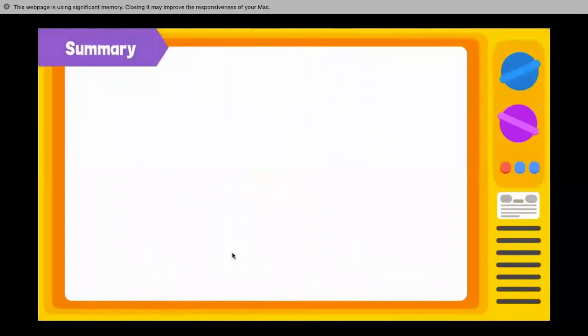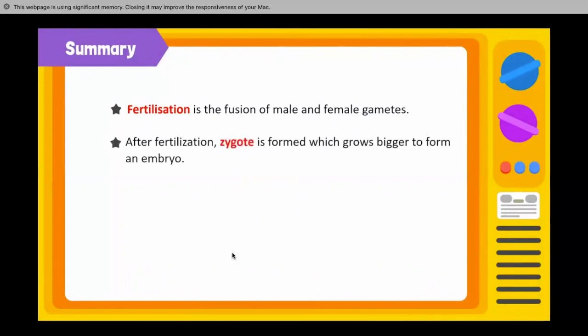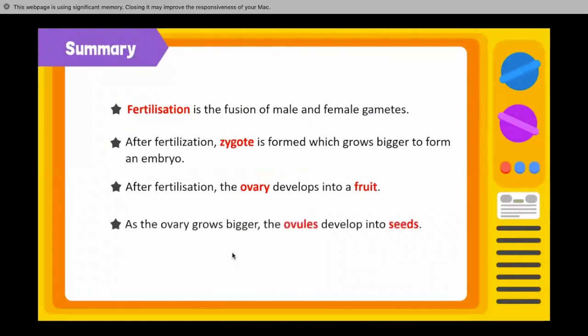Let's summarize. Fertilization is the fusion of male and female gametes. After fertilization, a zygote is formed, which grows bigger to form an embryo. Then, the flower undergoes several changes and the ovary develops into a fruit. As the ovary grows bigger, the ovules develop into seeds.